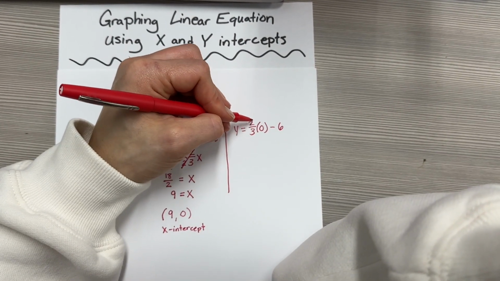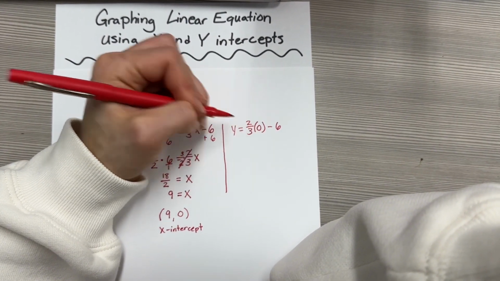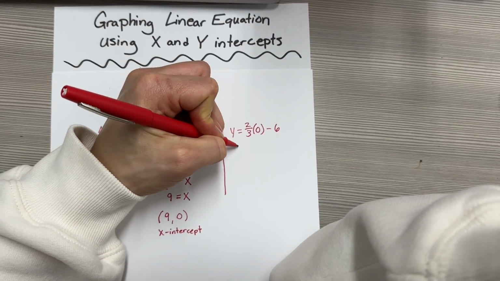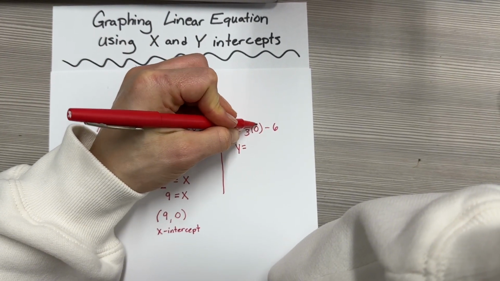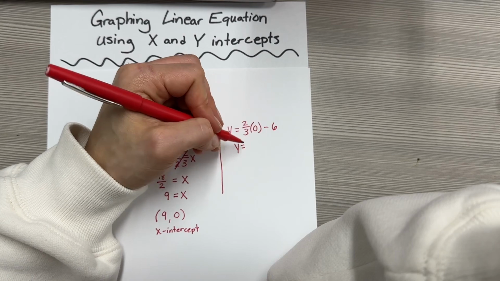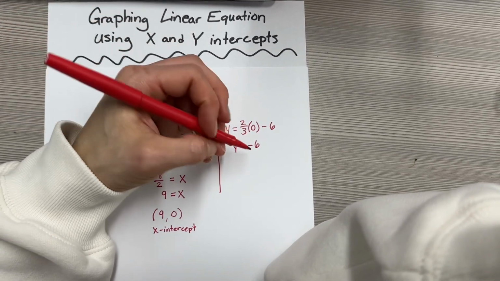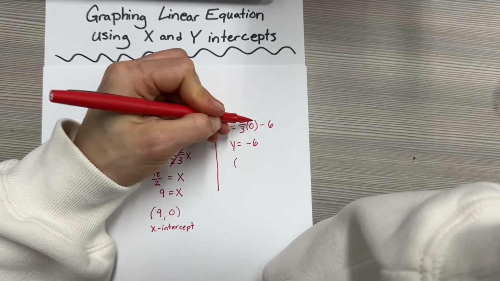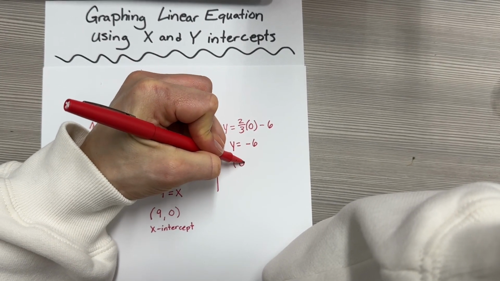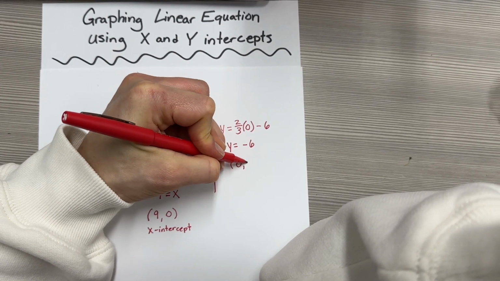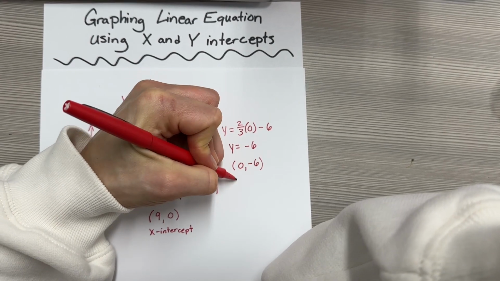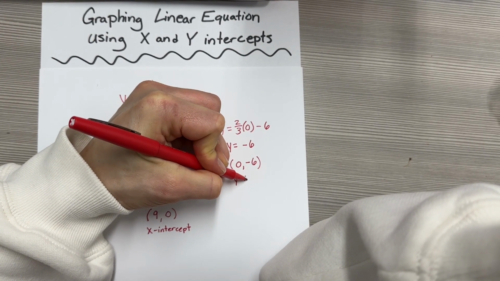Now for the second one. This one will be a little bit easier. We know that 0 times anything is equal to 0. So we have y is equal to, again, that's just going to cancel each other out. It's just 0. So all you have left is that -6. And we're done. So now we can write our ordered pair. Again, x, this time x was 0. X always comes first, and then comes the y. Y is -6. So that's going to be our y-intercept.